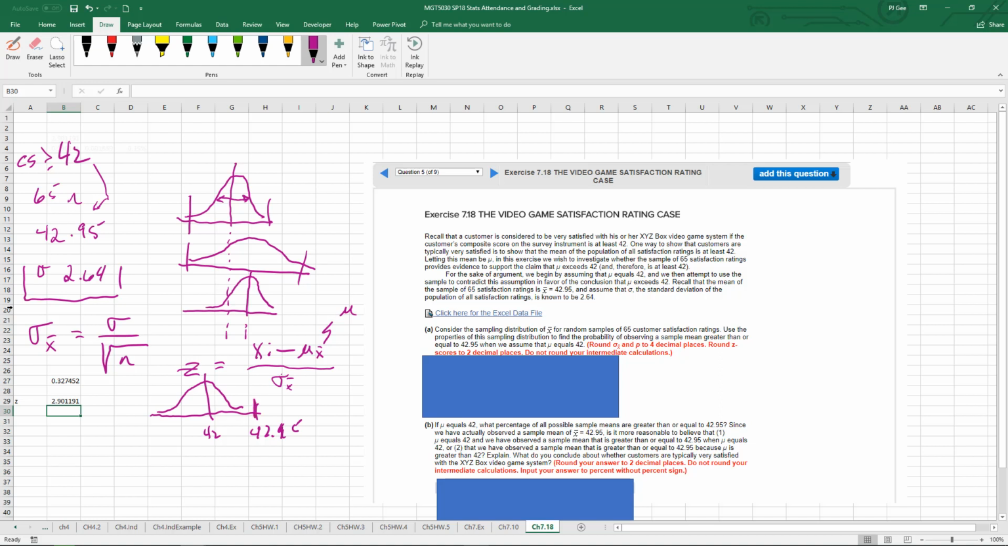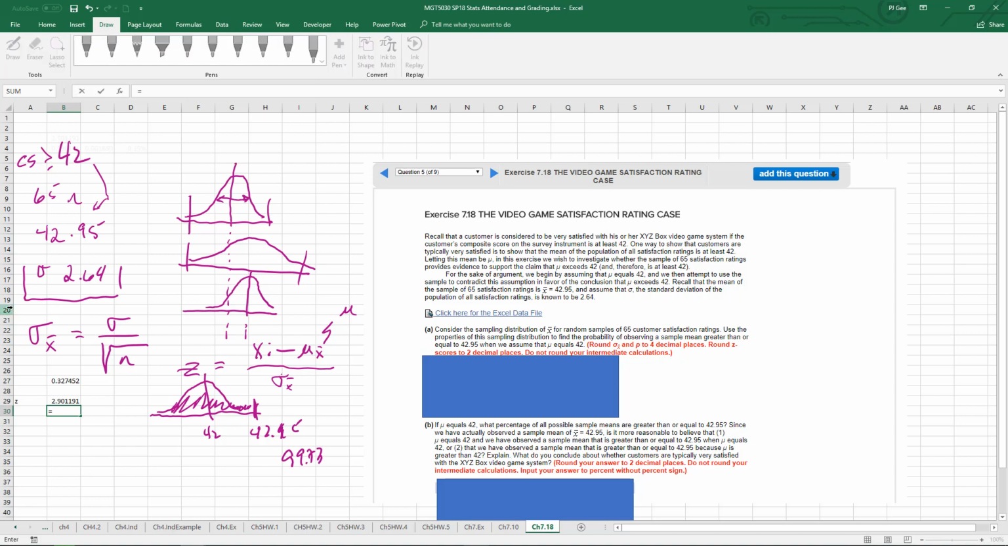In an empirical sense, we know that at 3 standard deviations, we are up there at 99 point something, like 99.73. Okay, so when we go to the table, we're going to get all this area under the curve up to 42.95. The equivalent in standard deviations is 0.32 right there. Our z-score is 2.9. We could go into the table, but we're just going to use this to calculate.